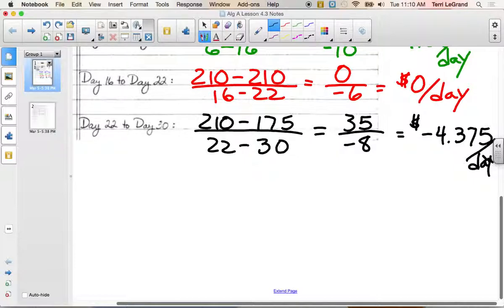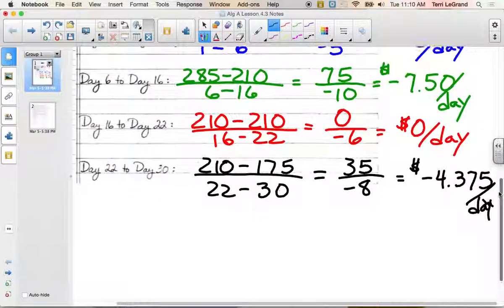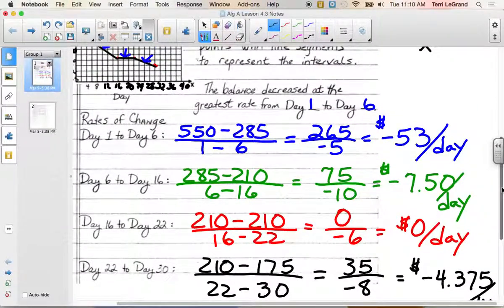Okay, do we still agree that we think the greatest decrease at the rate of change was from day 1 to day 6? Looking at all of our rates of change, which one is the greatest amount of distance? What's the greatest amount of money being influenced in the account? Rose? Yeah, day 1 to day 6 still holds the prize, doesn't it? It's going down $53 a day in that time interval, and the others it's not going down near as much. In fact, there's one interval where there's no change at all.